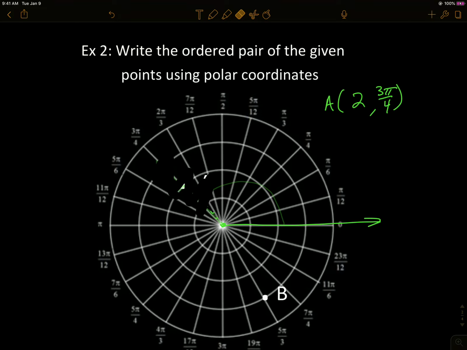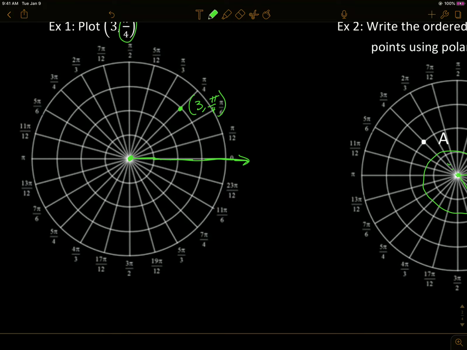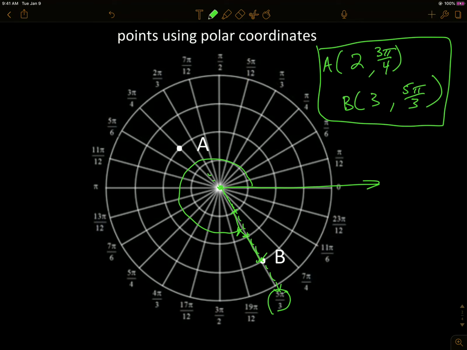What are the coordinates of B? B, I got to rotate all the way around and come to here. And it's on that ray. And that's going to be an angle of 5 pi over 3. It's nice that they already gave me that there on my polar coordinate paper. And then how many units from the pole? I go out 1, I go out 2, I go out 3 units. So those are the coordinates of points A and B. All right, so this one you're able to plot given the coordinates. Here you're given a plotted point. Can you write the coordinates?